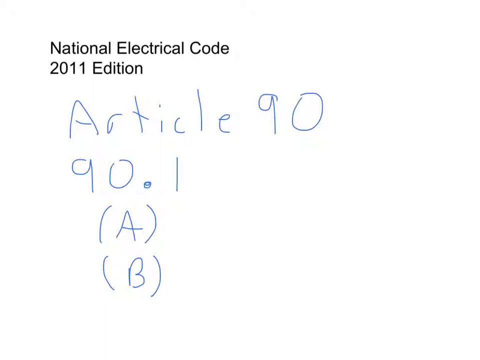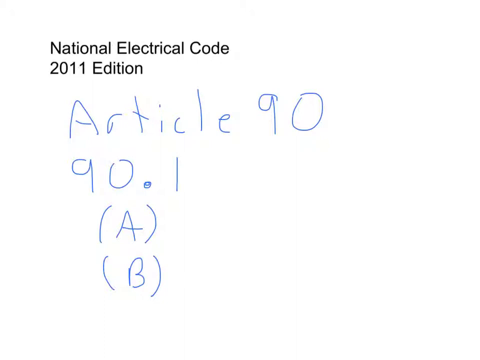But here again, if we go back to Article 90.1, Part A, the purpose of this code book is to provide safety, safeguarding of people and property. So that's the purpose of the code. Then also under Article 90.1, you've got Part C, which is the intention of the code. You've got Part D, which is relation to other international standards. Then we go to Article 90.2, which is the scope of the code.